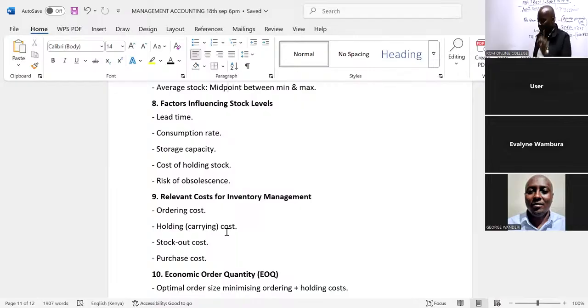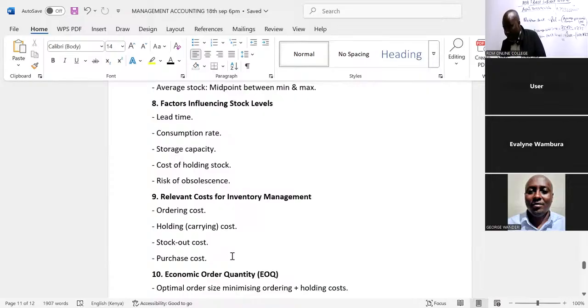Now, ladies and gentlemen, the second last thing is the relevant costs for inventory management. Whenever we talk of inventory management, we think about ordering cost. Number 2, holding cost. Number 3, stock out cost. Number 4, purchase cost. Then we have EOQ.